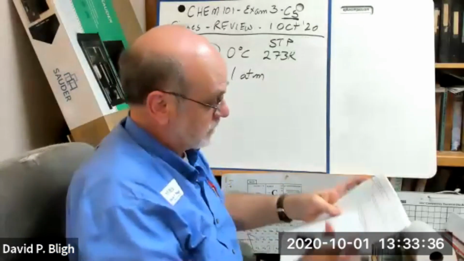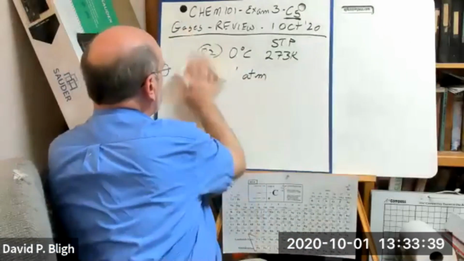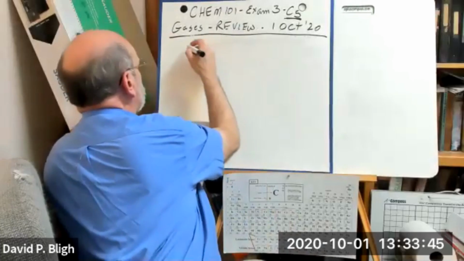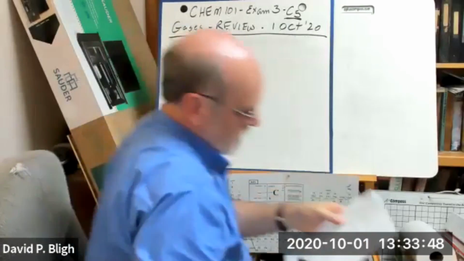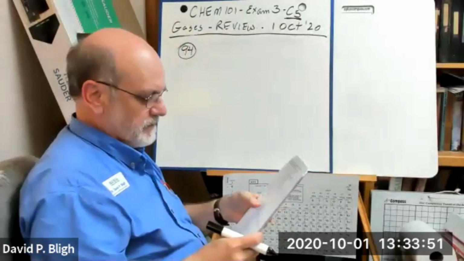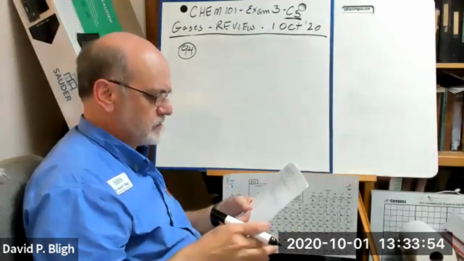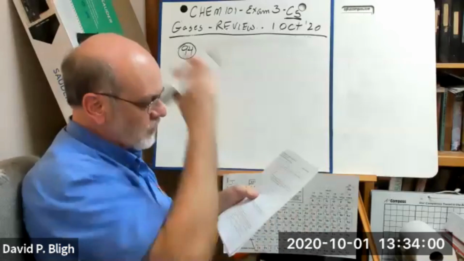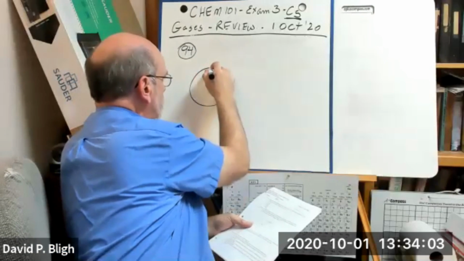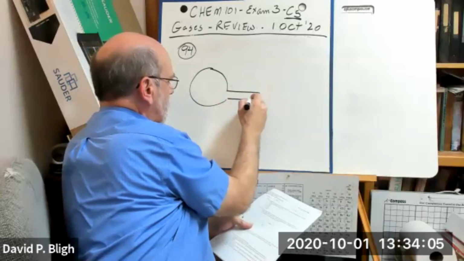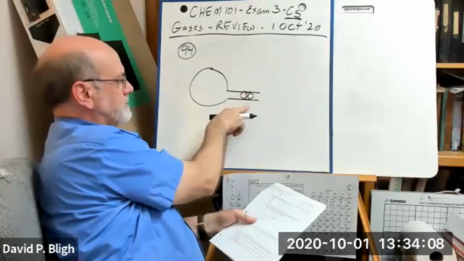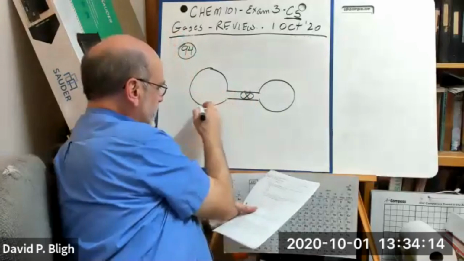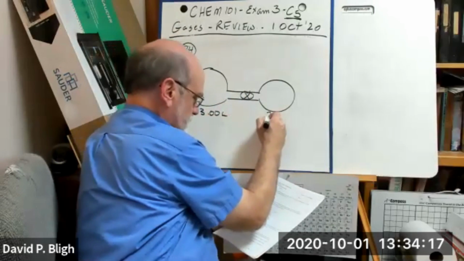Oh, this is a good one. 94. All right. 94. So we're given a diagram here with two bulbs filled with gas at the given information. So let's draw the picture first. So we have, and that's a valve. The valve is closed right now. This one is 3 liters. This one is 2 liters.